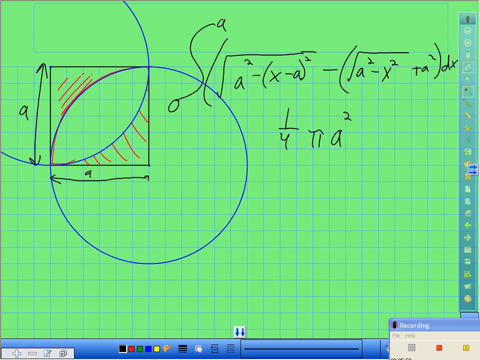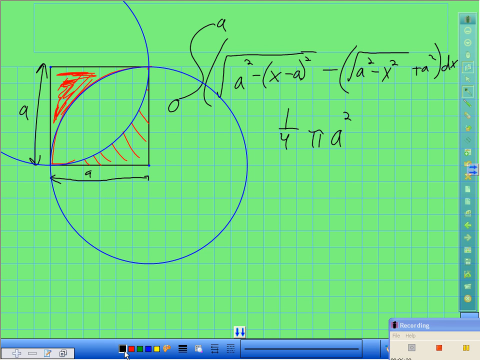Alright, so if I wanted this shaded area, what would I do with this 1/4 pi A squared? If I wanted this little shaded area right here. All right, very good. I'm going to subtract it from A squared, which is the area of that square, right? Because this is A and A.